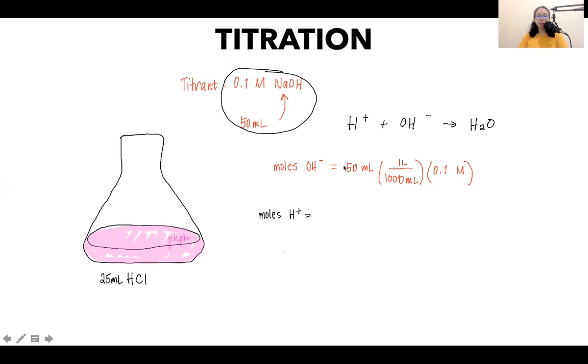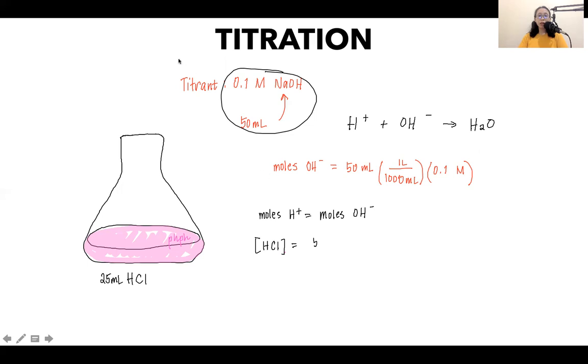How is that? If this is the amount of base used, and we see that OH minus is reacting with H plus ion in a 1:1 manner, then the moles of hydrogen ions is simply equal to the moles of the hydroxide ions added. So now we can compute for the concentration of the acid in our analyte because we have the moles of hydroxide ions.